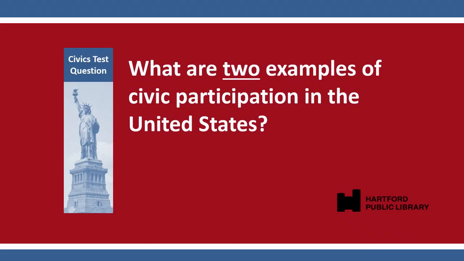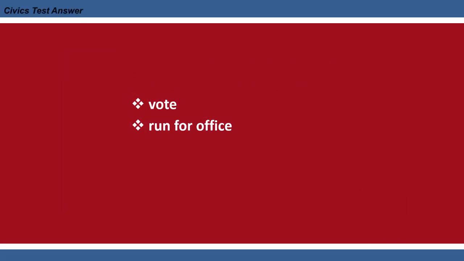Civics test question. What are two examples of civic participation in the United States? Vote and run for office. Only U.S. citizens can vote in federal elections or run for federal office, but there are many ways anyone living in the United States can participate in their democracy.